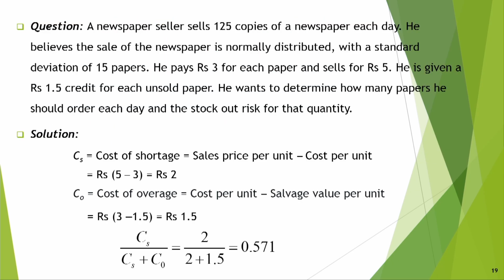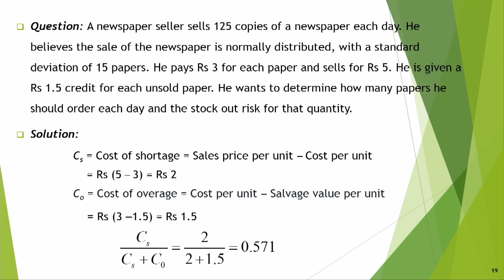Suppose a newspaper seller sells 125 copies of a newspaper each day. He believes the sale of the newspaper is normally distributed with a standard deviation of 15 papers. He pays rupees 3 for each paper and sells for rupees 5. He is given a rupees 1.5 credit for each unsold paper. That means he gets back rupees 1.5 if the paper is not sold.